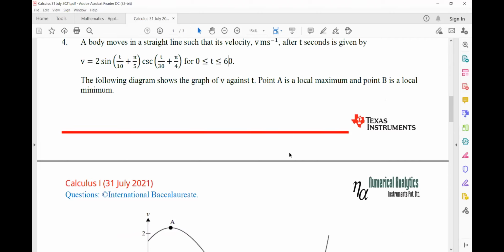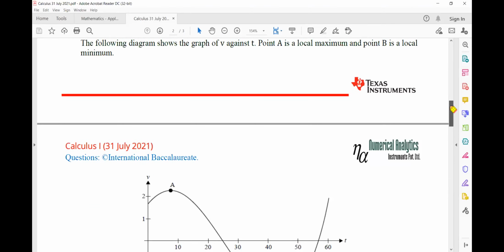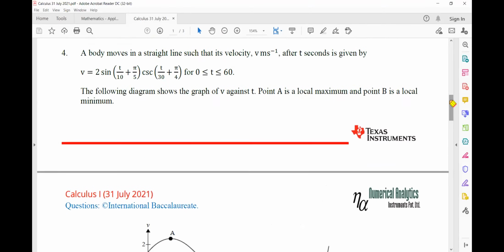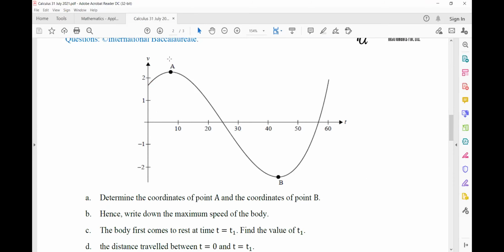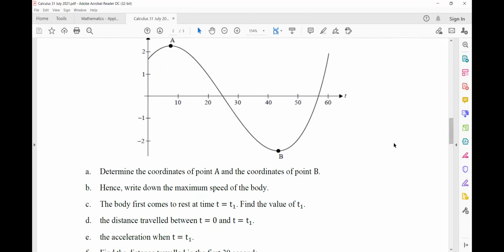A diagram is also shown here, which says point A is a local maximum and point B is a local minimum. So it's a very straightforward question, not much to do. It asks you to determine the coordinates of point A and the coordinates of point B. Hence, write down the maximum speed of the body, not the velocity. It asks for the maximum speed of the body.